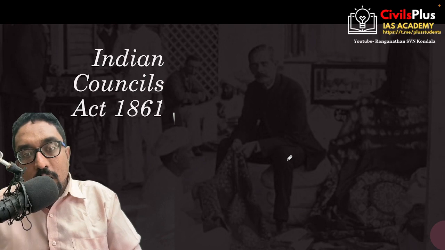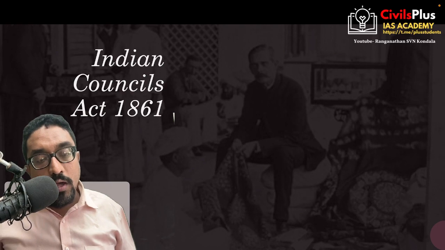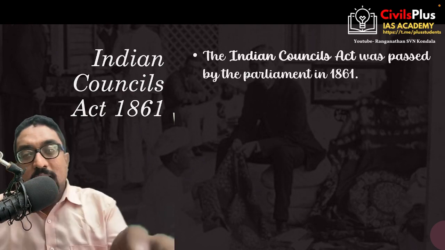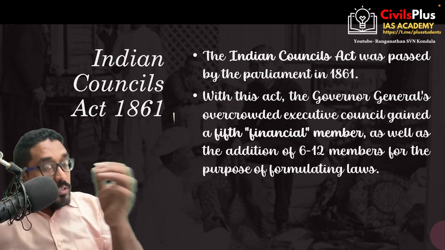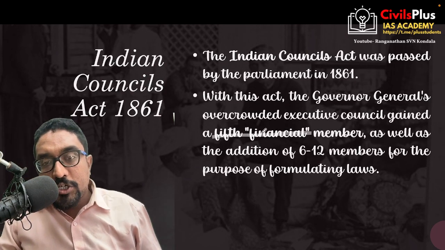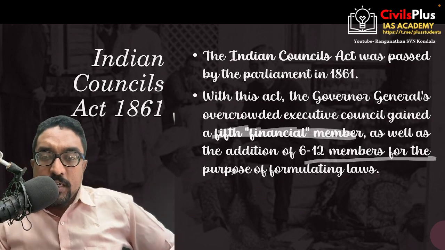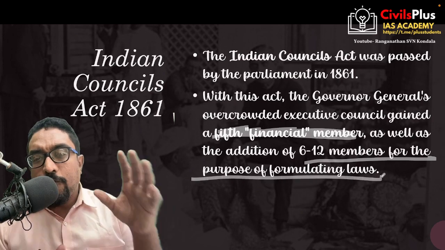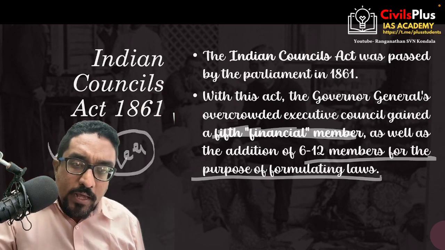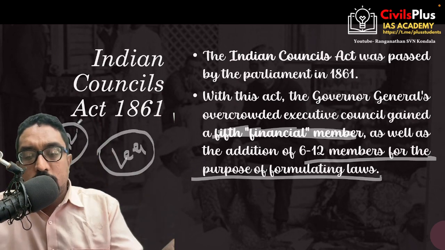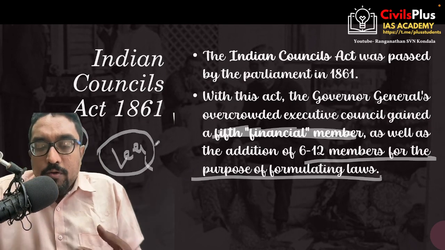Then the Indian Councils Act 1861 was passed by Lord Canning's government. This Councils Act was passed in Parliament in 1861. The Governor General's Council was now given an extra financial member, a fifth member called the financial member, as well as the addition of 6 to 12 members for legislative purposes. So the council was starting to convert into a parliamentary model.